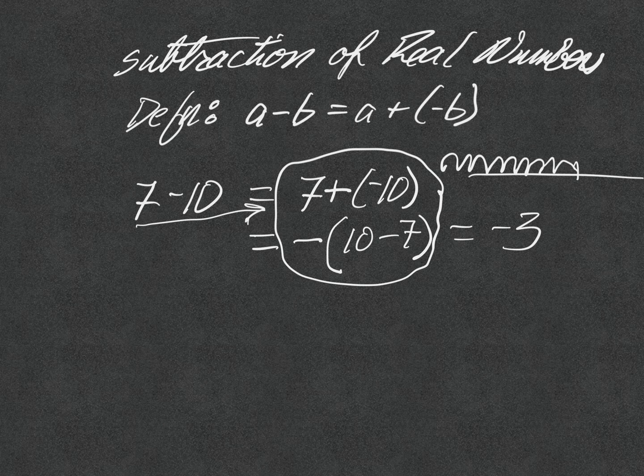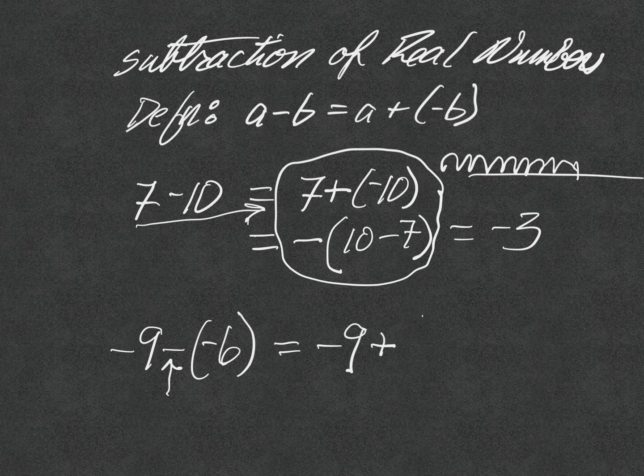So what if you got those pesky double negatives? So you have like negative 9 minus a negative 6, like that. So how do you deal with that? Well, change it. It's a subtraction problem. So take the first number, change the subtraction to addition, and then take the opposite of the negative 6. So this becomes negative 9 plus 6, which is the opposite of 9 minus 6.